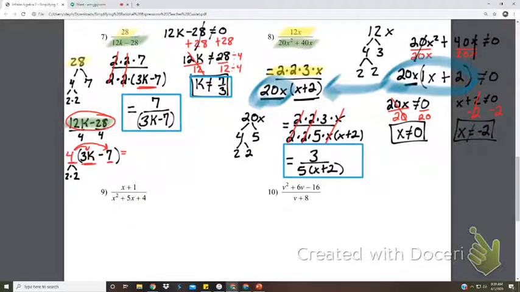So this part had 3 answers. It simplifies to 3 over 5 times x plus 2. X cannot be 0. X cannot equal negative 2. So 9, 10, 11, and 12 are actually a little bit shorter than the ones we've already done.